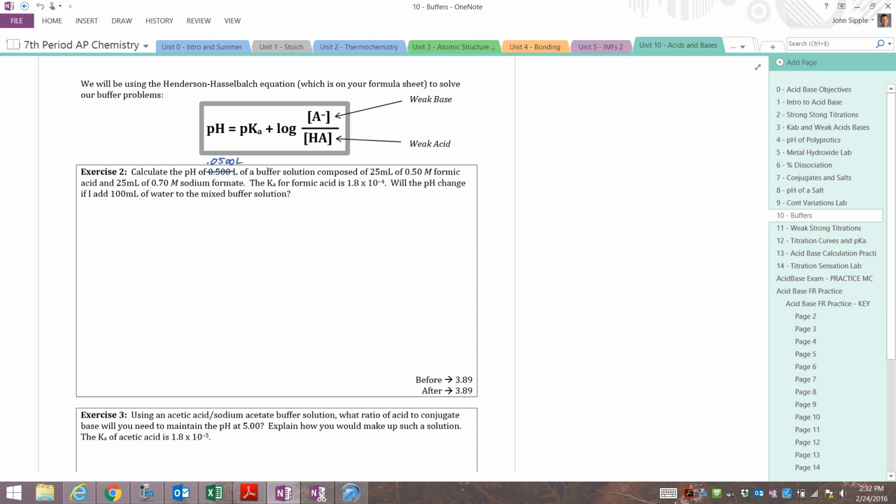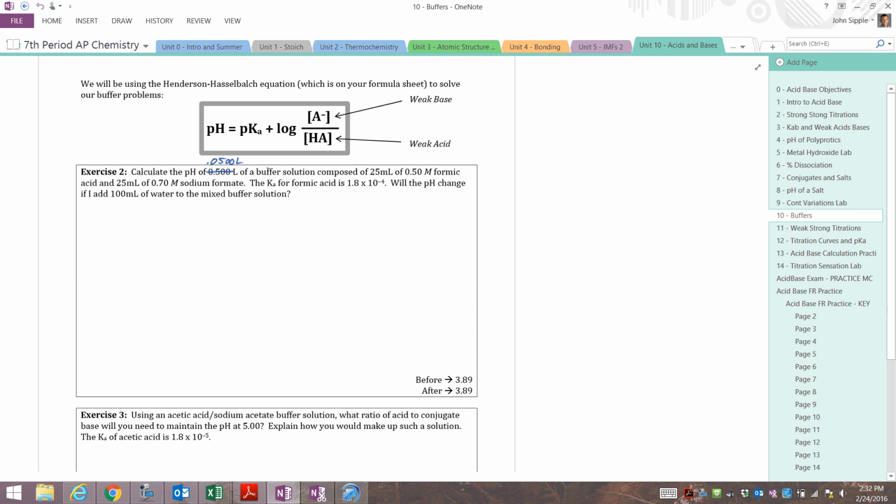which is basically, formate is the anion of formic acid. So we've got both parts present: the weak acid, formic acid, and its conjugate base, the formate ions floating around in solution. The Ka for formic acid is 1.8 times 10 to the minus 4. Will the pH change if I add 100 mL of water to this solution?